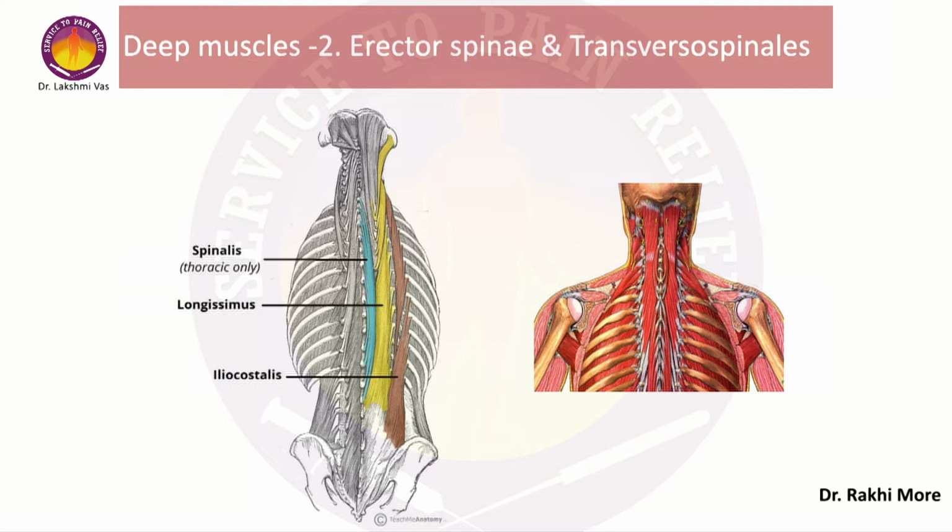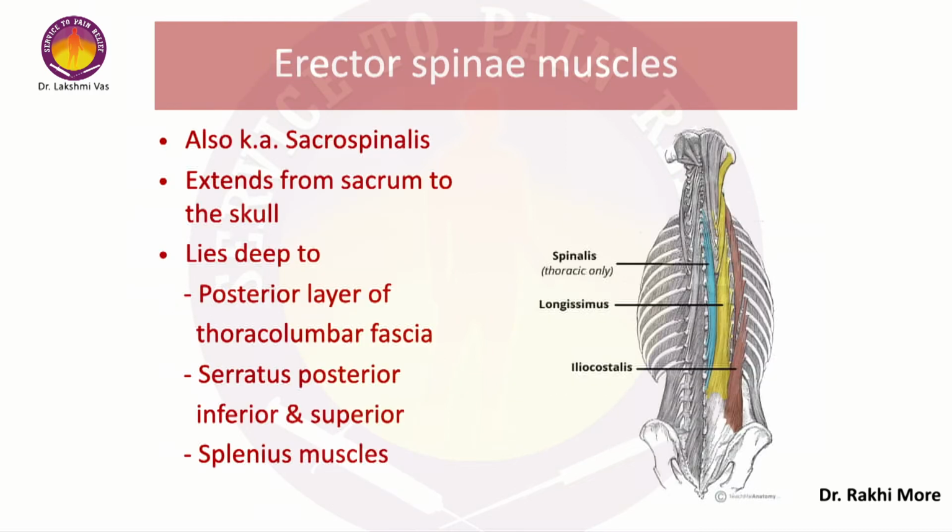The second group is the extensors and the rotators of the vertebral column. Now this group consists of the erector spinae and transversospinales. The erector spinae muscle, you can see in this diagram, the two groups of muscles are seen. The left image shows the erector spinae in the colored image, that is the 3 layers of the erector spinae muscle itself. We will see that in the next image. The erector spinae is also known as the sacrospinalis. It extends from the sacrum to the skull.